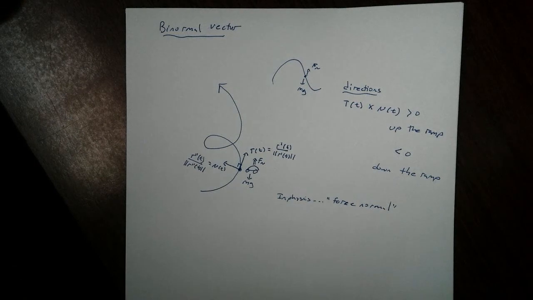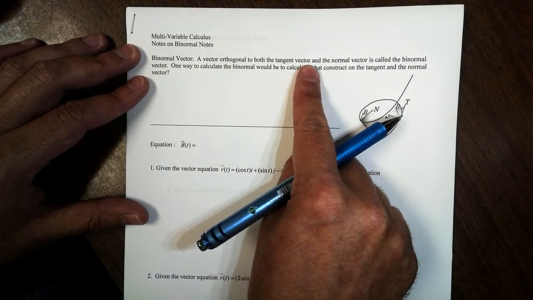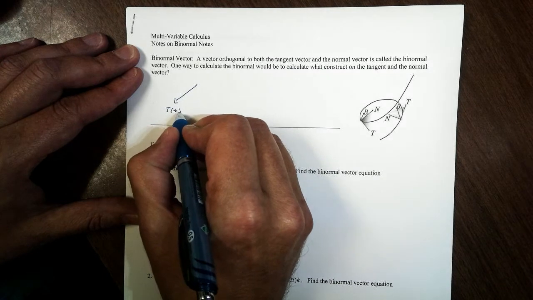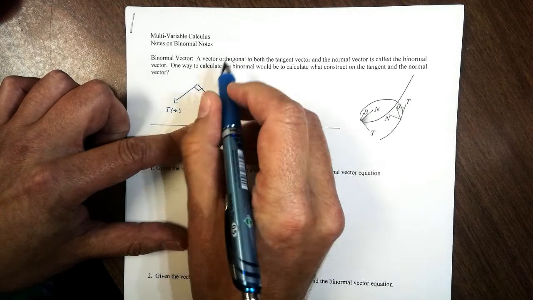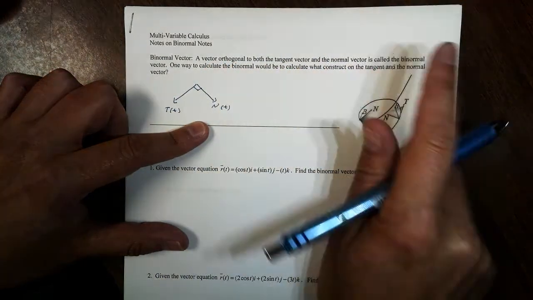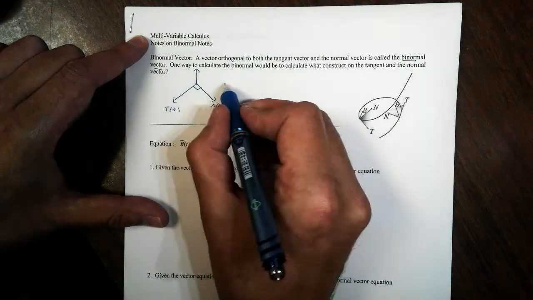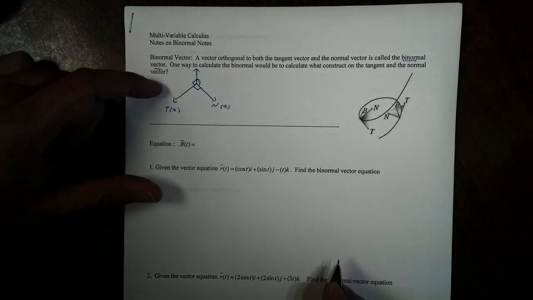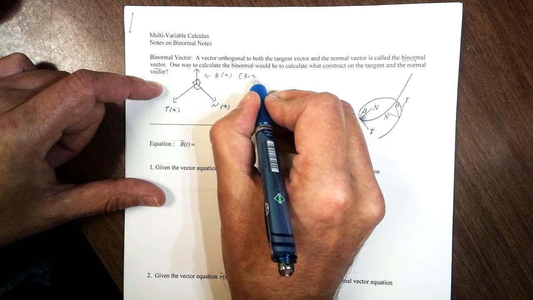So let's take a look at how we find the binormal vector. The binormal vector is orthogonal to both the tangent vector and the normal vector. So if I draw my tangent vector and I draw my normal vector, we already know that these are perpendicular to each other. The vector orthogonal to both of them is what's called the binormal vector. So you can kind of imagine that going out of the page, and it's going to be perpendicular to both the tangent and the normal, probably why they call it the binormal vector. And we're going to abbreviate that B of t, or the binormal vector.